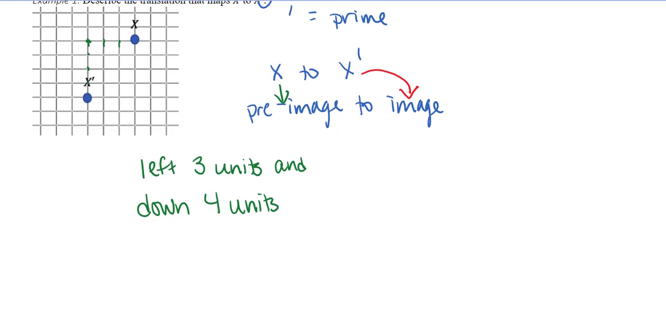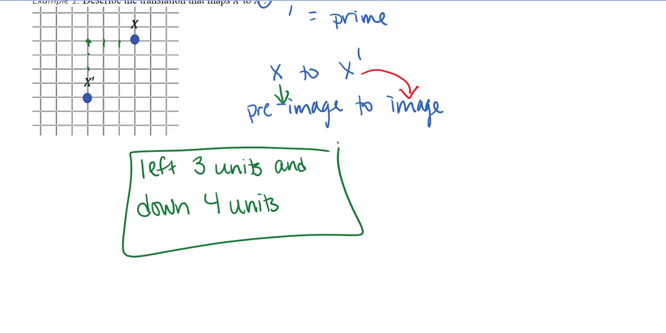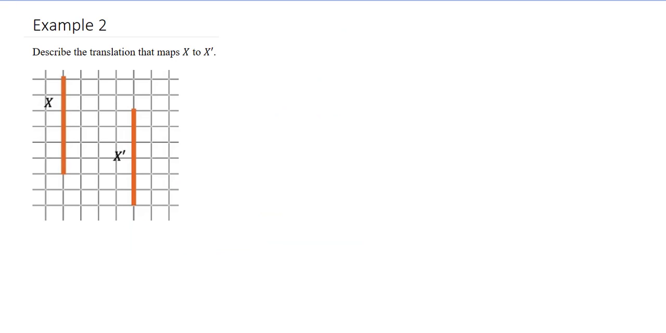We can put that in there, and that would be the answer to that one. So let's do another example. Example 2, now we have line segments, but it's going to be the same thing. Describe the translation that maps from x to x prime.